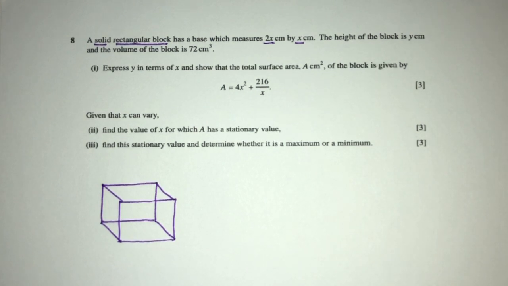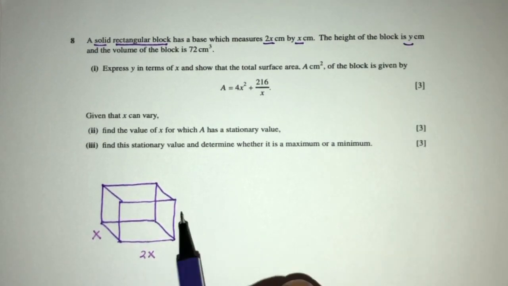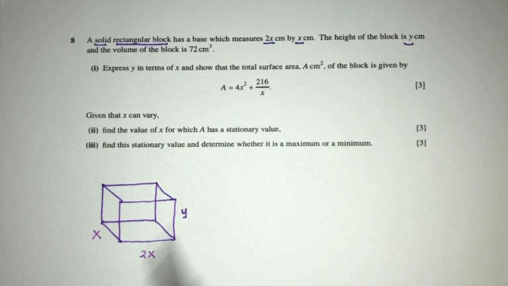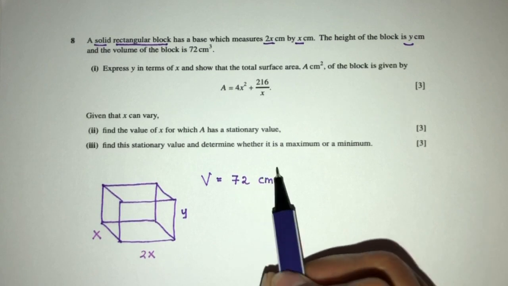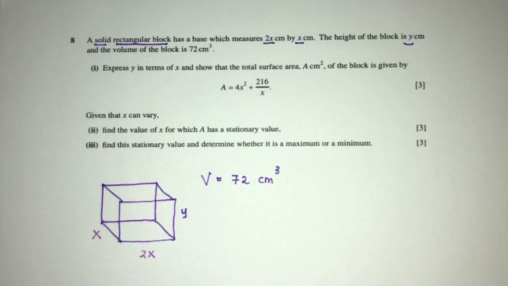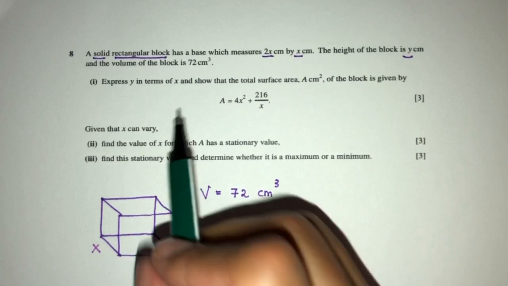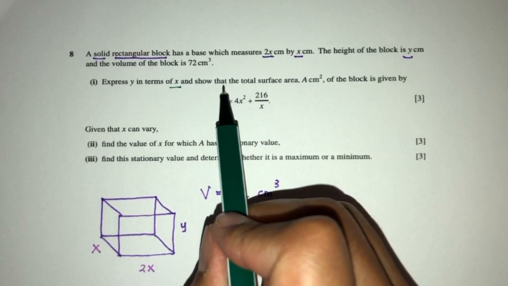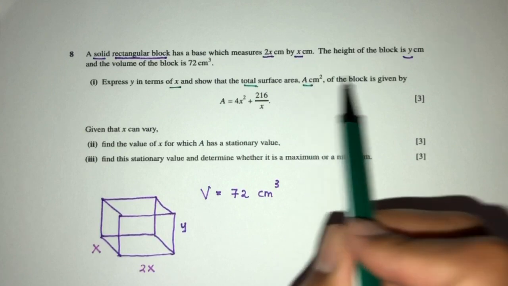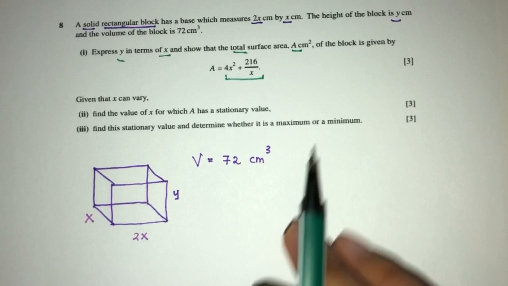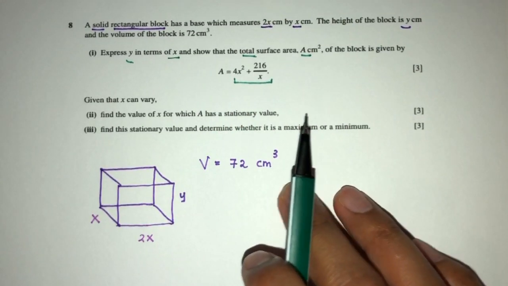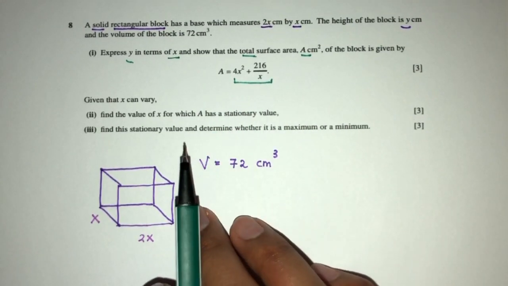So that will be an illustration of how it may look, right? Now the side measures 2x, so this will be 2x by x. Okay, great. Now the height of the block is y, so the height is y, great. And the volume is given to you as 72 centimeters cubed. Now part 1, we have to express y in terms of x and show that the total surface area A is given by this. So one by one, first express y in terms of x. We have to use this given information to find y in terms of x.